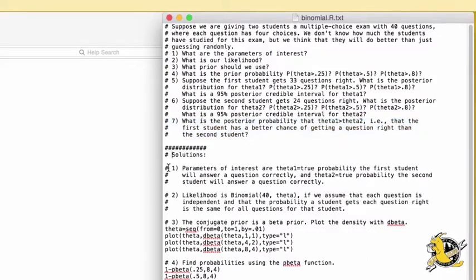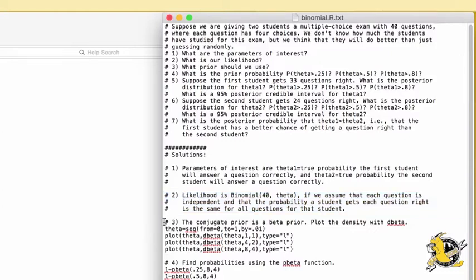All right, we'll move on to solutions. The first two are more just theory. Our parameters of interest are theta1 being the true probability that the first student will answer a question correctly, and theta2 being the true probability the second student will answer a question correctly. We're going to use a binomial likelihood with n equals 40, and then probabilities theta, either theta1 or theta2. And this is assuming that each question is independent and that the probability a student gets each question right is the same for all questions for that student.